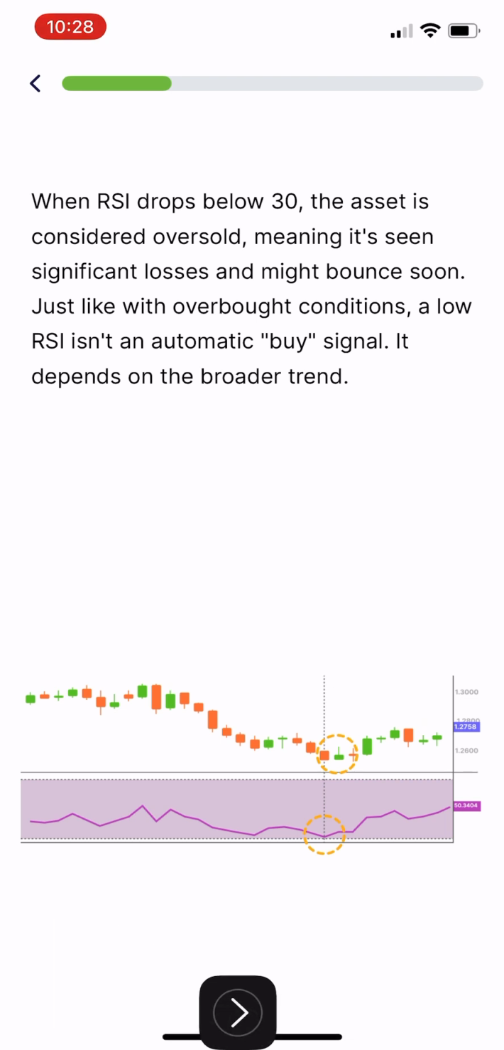When RSI drops below 30, the asset is considered oversold, meaning it's seen significant losses and might bounce soon. Just like with overbought conditions, a low RSI isn't an automatic buy signal. It depends on the broader trend.